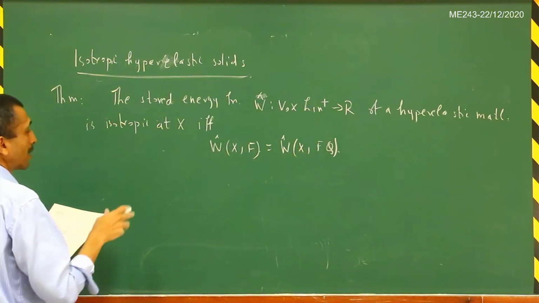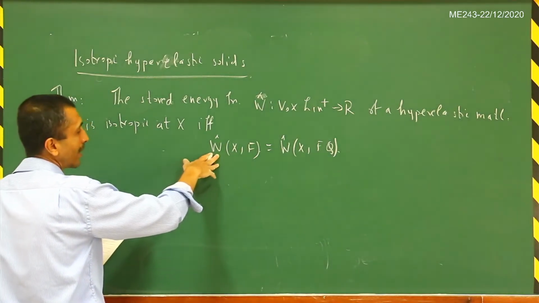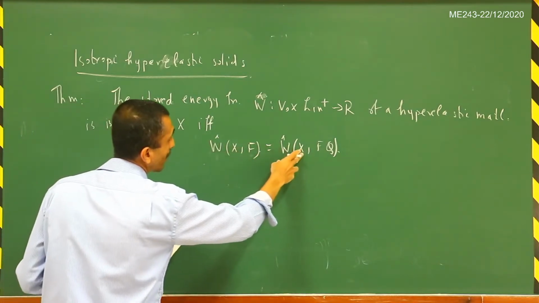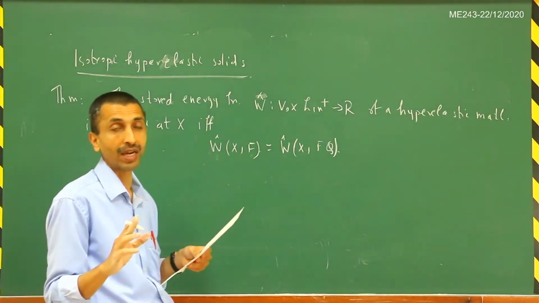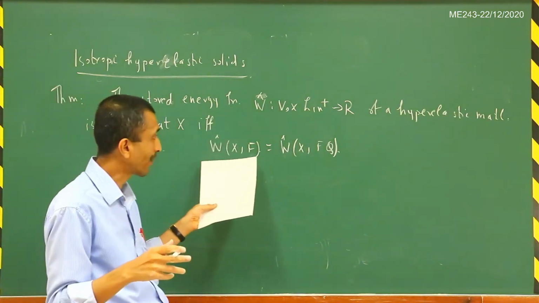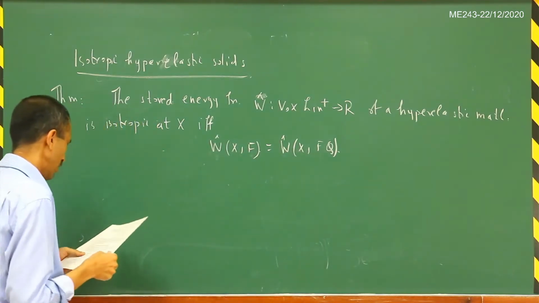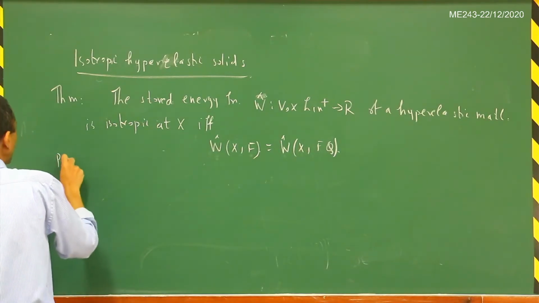So recall that when we were talking about material frame indifference, at that time we had W hat of X comma F is equal to W hat of X comma Q times F. So it was that F was pre-multiplied by Q. Now when we are talking of isotropy, it gets post-multiplied by Q. Okay, so that is the difference between the two cases here. Fine. So proof.